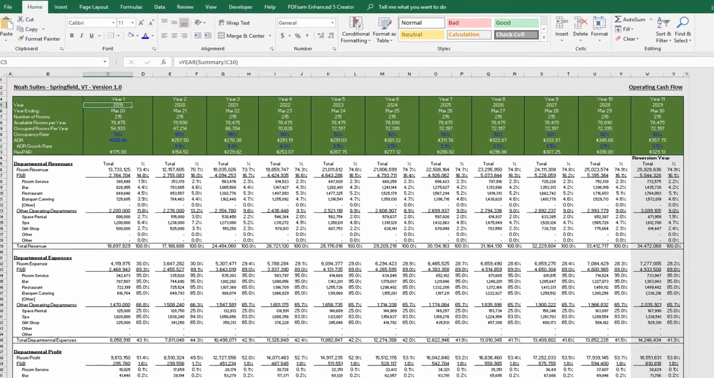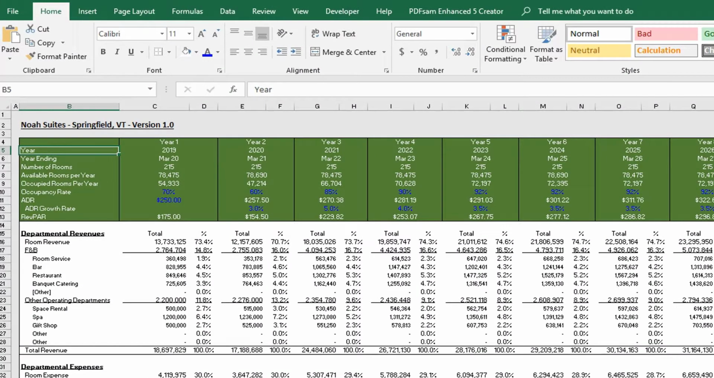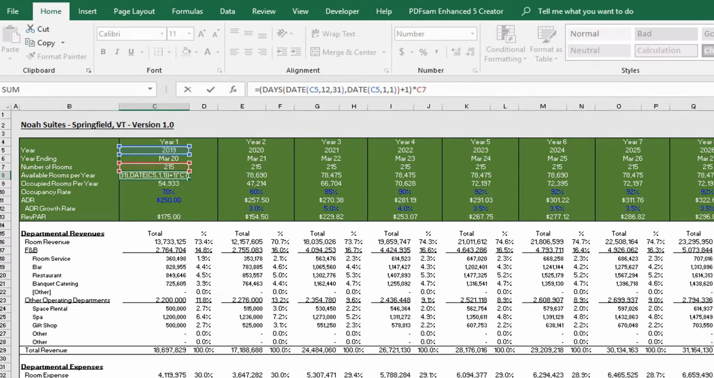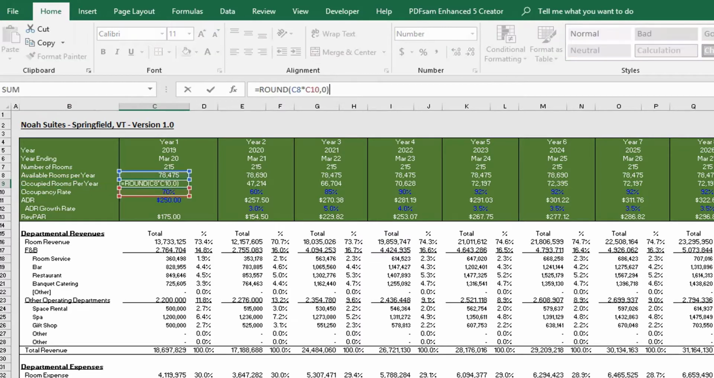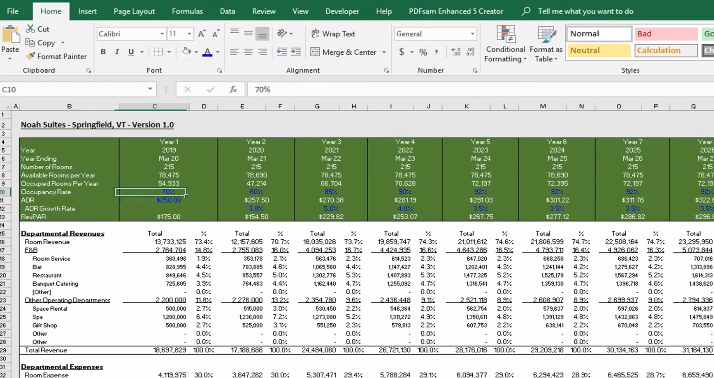All right, so in the header, we have our year information. We have our number of rooms, which is input in the summary tab. We have available rooms per year, which is basically our number of rooms multiplied by the number of days in the year. Our occupied rooms per year, which is the available rooms per year multiplied by the occupancy rate. And below that, we have our occupancy rate.